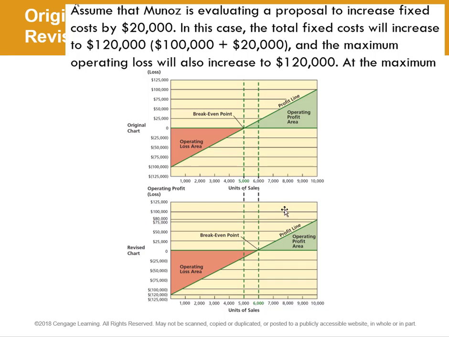And you can really see, if you look at it, the operating profit area is much smaller when our fixed costs are higher. And this is the range that we're looking at right in here. That's the 1,000 units. Before, break even was at 5,000 units. With the extra 20,000 in fixed costs, break even is at 6,000 units. So that's a pretty vivid portrayal.